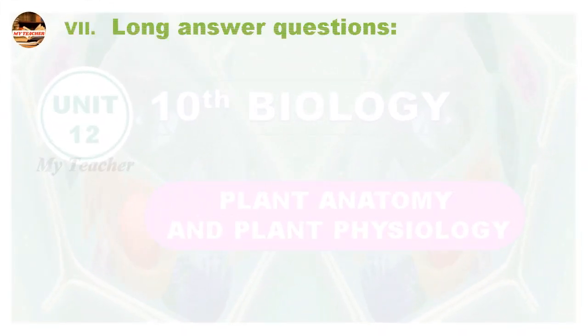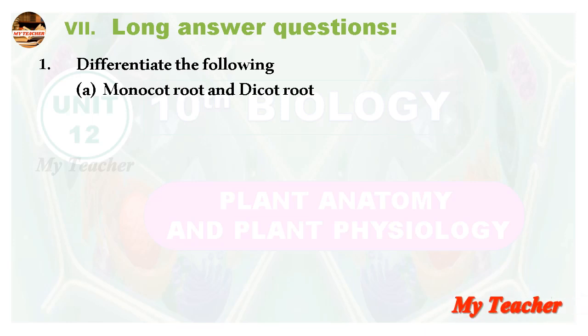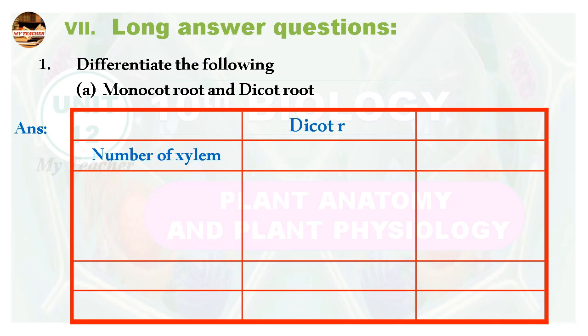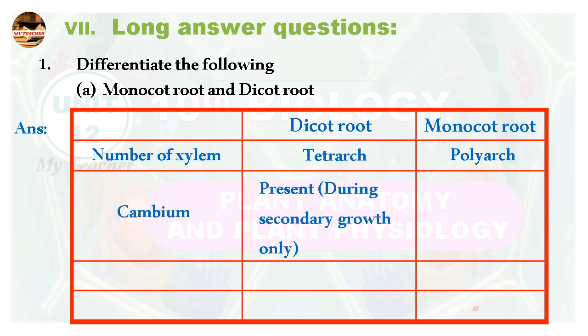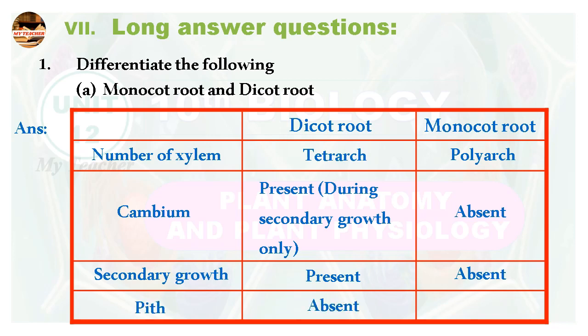Long answer questions. First one, differentiate the following. A. Monocot root and dicot root. Number of xylem in dicot root is 4, so it is tetrarch. Monocot root is polyarch, that means a number of xylem are there. Cambium is present in dicot root during secondary growth only. In monocot root, cambium is absent. Secondary growth is present in dicot root, absent in monocot root. Pith is absent in dicot root and present in monocot root.